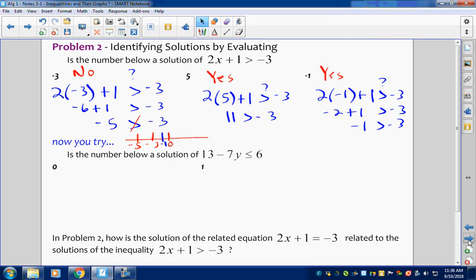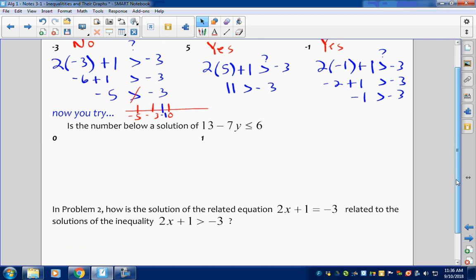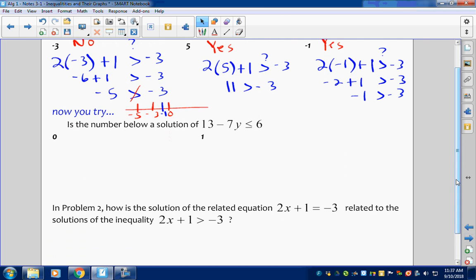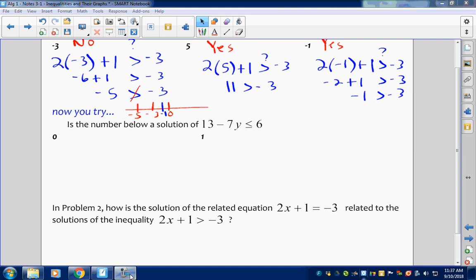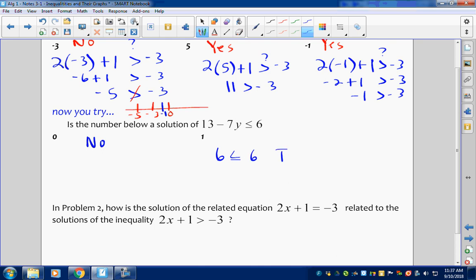All right, quickly just try the one on the next one down here. Tell me which of those, if any, are a solution to that inequality, if you could. All right, so yeah, the first one is a no, definitely not. This one, because it ends up being 6 less than or equal to 6, that is a true statement. So this is a yes.